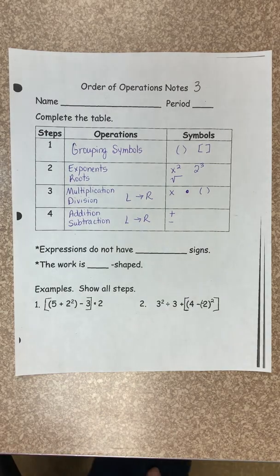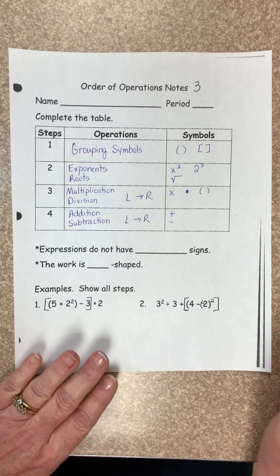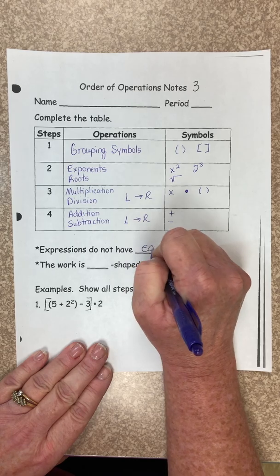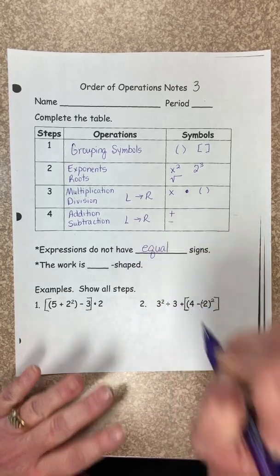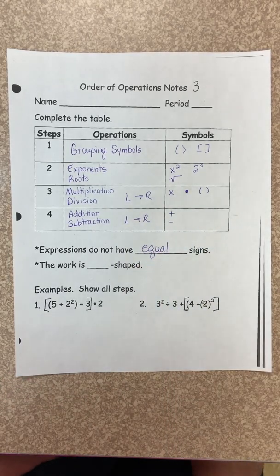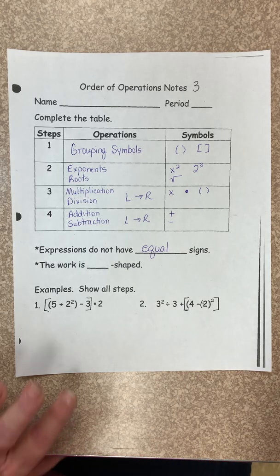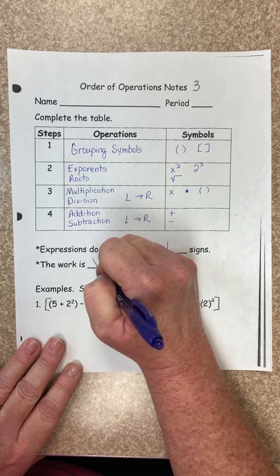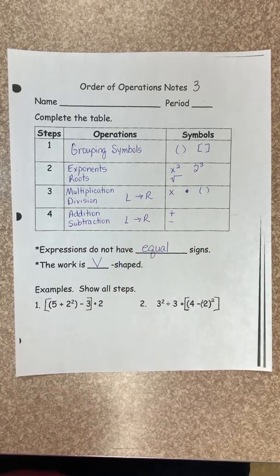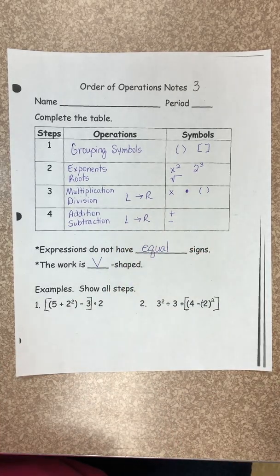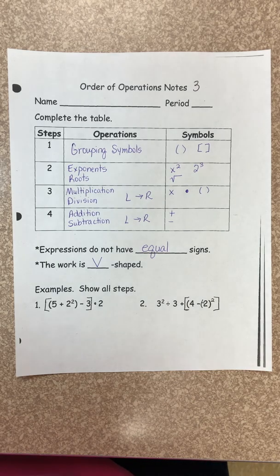Now, please remember that with expressions, we do not have equal signs. So you should not be using equal signs in this work, and you'll see that I do not use equal signs. So please do not include those. But the work has a particular shape, and that is a V shape. Now, that V doesn't have to be a perfect V, but it should be fairly close.